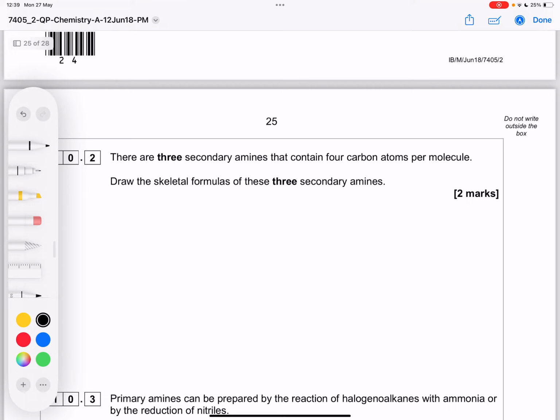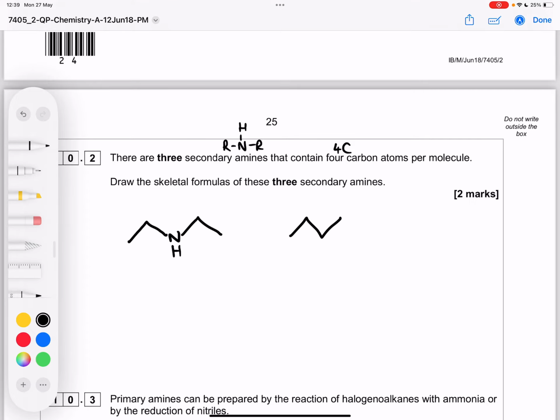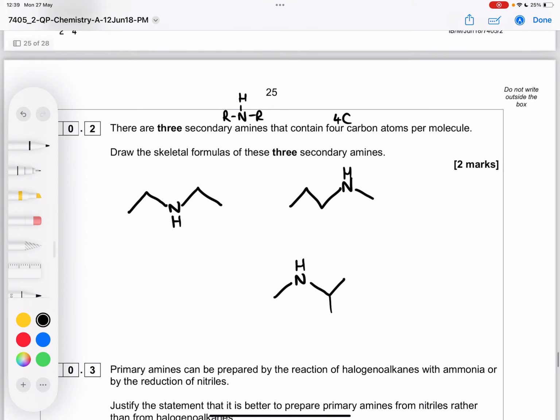There are three secondary amines, so remembering that a secondary amine has one H and two R groups that contain 4 Cs per molecule. Draw the skeletal formula. So why don't we put 2 Cs on the left and 2 Cs on the right? What about 3 Cs on the left and 1 C on the right? And then you're thinking, well, 1 and 3, and 1, 2 and 2, 1 and 3. But 1 and 3 is 3 and 1. What we need to do is some branching. So we can put our 3, but with a branch. That, and we've drawn all 3.